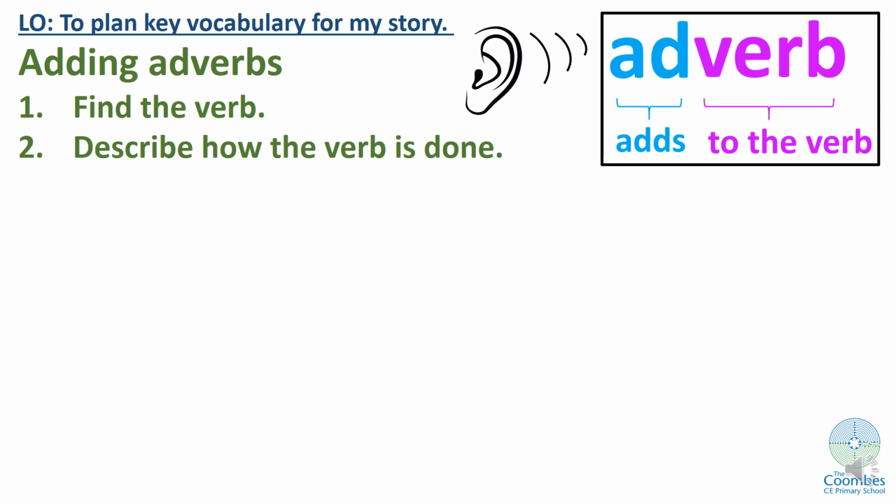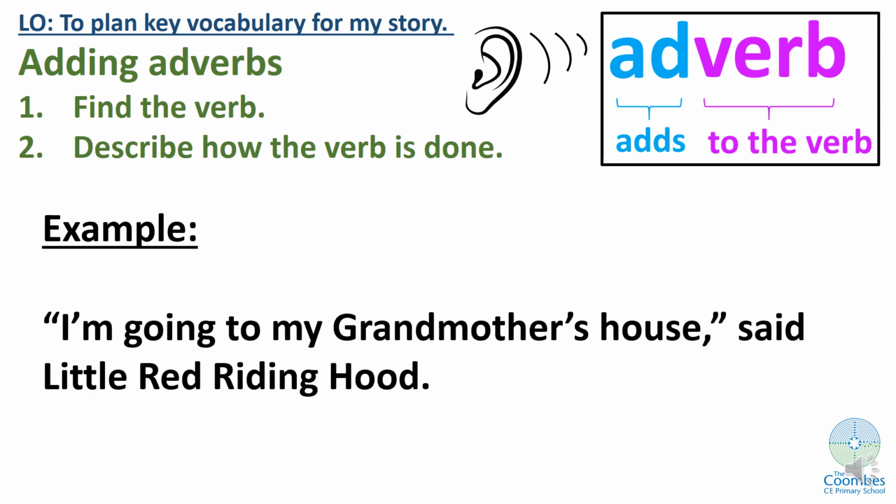Let's have a look at my last example then. So this one: "I'm going to my grandmother's house," said Little Red Riding Hood. Again, it's tricky. I haven't got a regular past tense verb here. It's an irregular past tense verb. But can we spot the doing word? What did Little Red Riding Hood do? She said something. That is our verb.